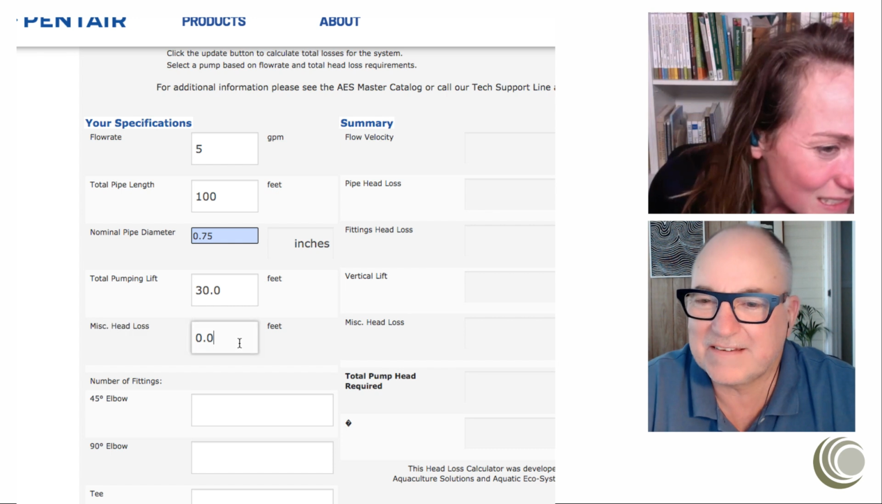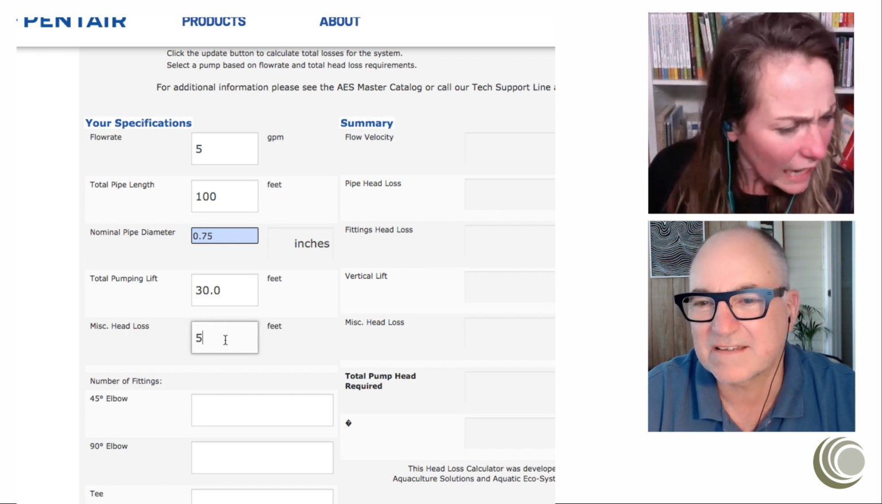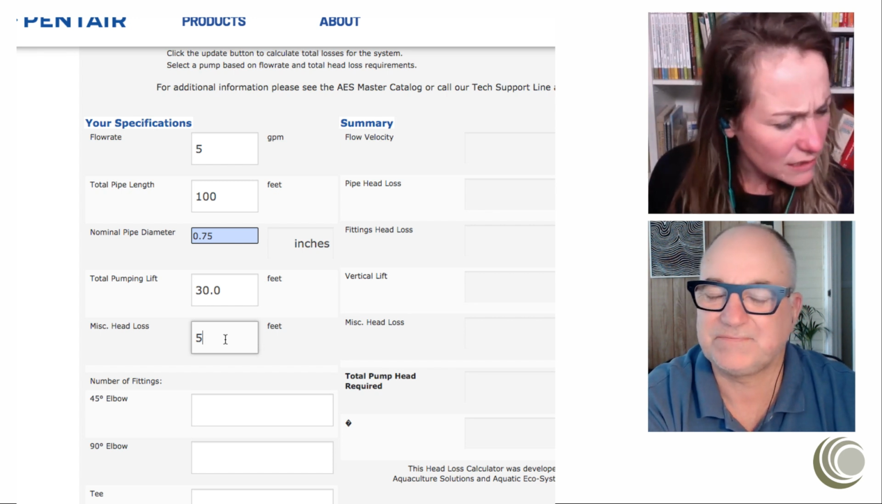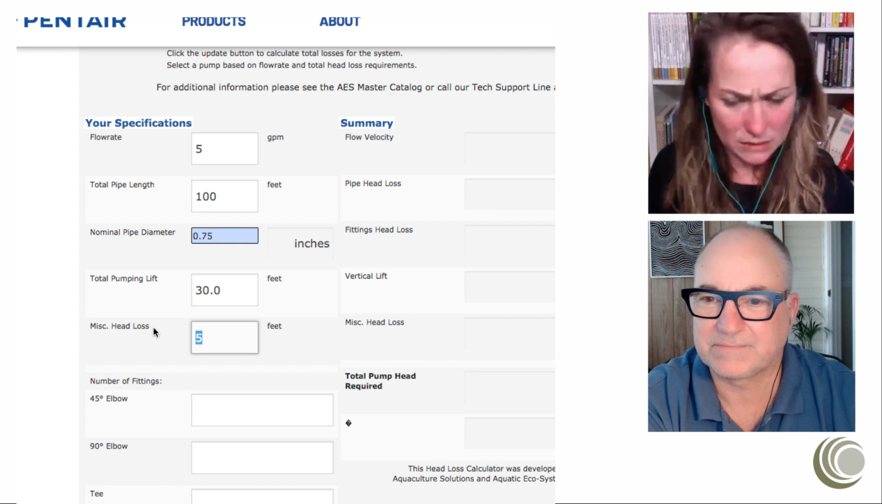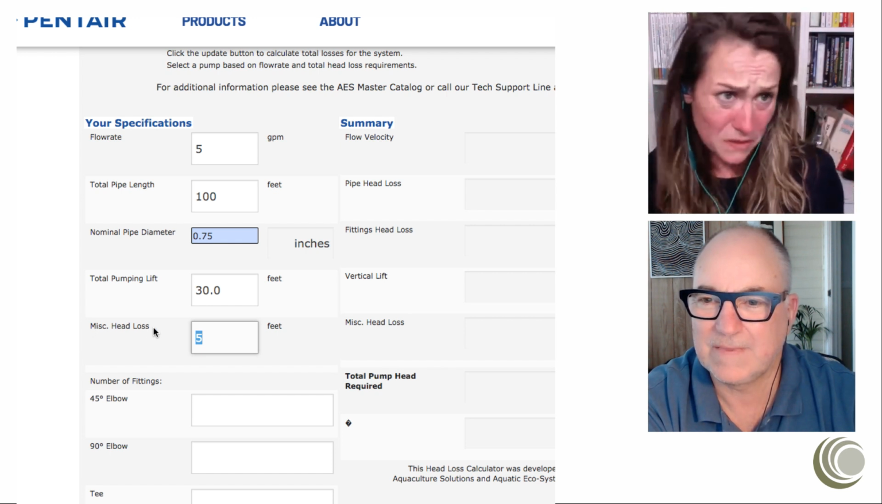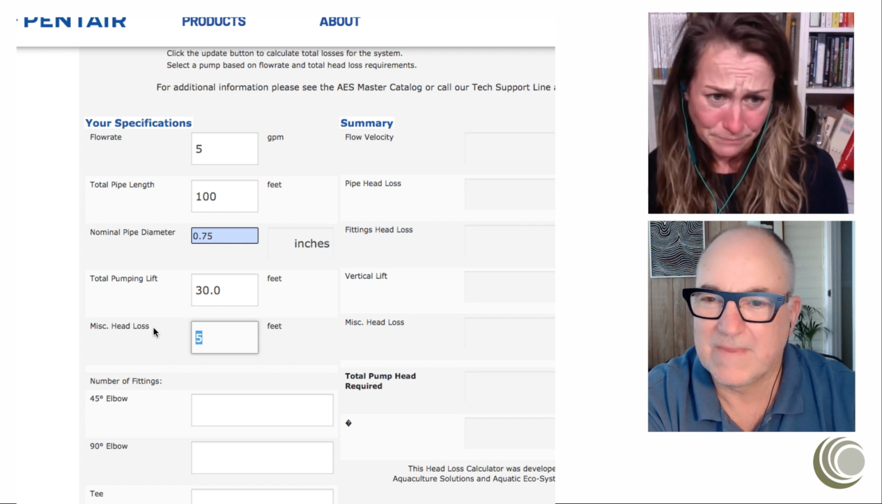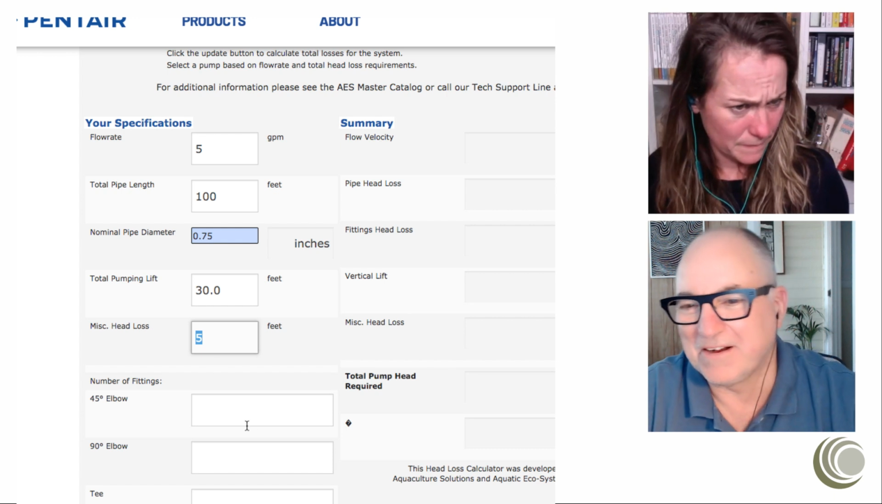It'd be about 5 feet, wouldn't it, if you had filters and everything else? Yeah, or maybe more. I'm not sure. If you had a filter and a hot water heater, that's going to have a little bit of head loss. What other kind of things might have some miscellaneous head loss? If you had a UV system, if you decided you needed one, there'd be some head loss in that as well, right? Let's just try 5 for a moment. Okay, I'm comfortable with 5.